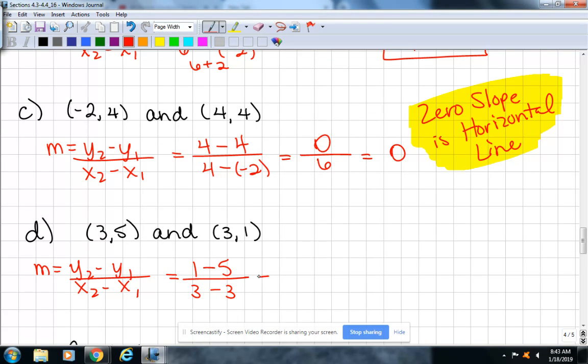All right. Do them separately. What is 1 minus 5? -4. What is 3 minus 3? What is -4 divided by 0? Don't equal 0. What does the calculator say? No, seriously, do it and tell me what the calculator says. Error. Does it say why there's an error?